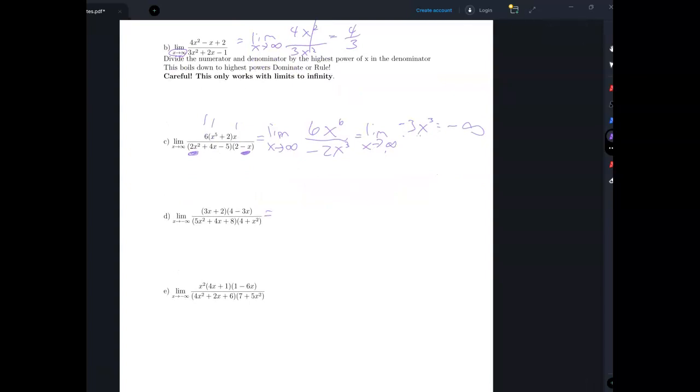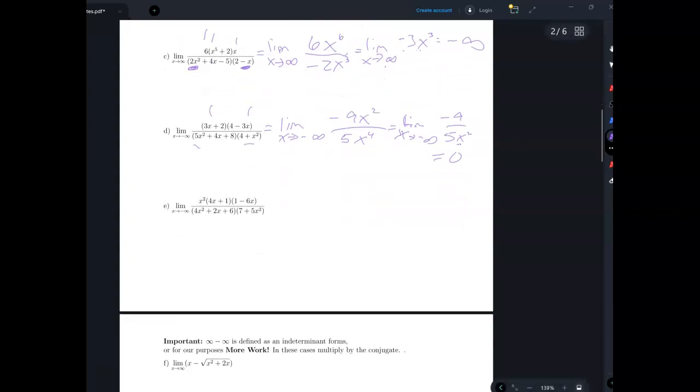Okay, again, highest powered terms with all of its coefficients. So from the numerator, I can see I get negative 9x squared. From the denominator, looks like I get 5x to the fourth. So then cancel, limit as x goes to negative infinity. So I get negative 9 over 5x squared. It's infinity squared. It's infinity. Negative 9 over infinity. It's 0.